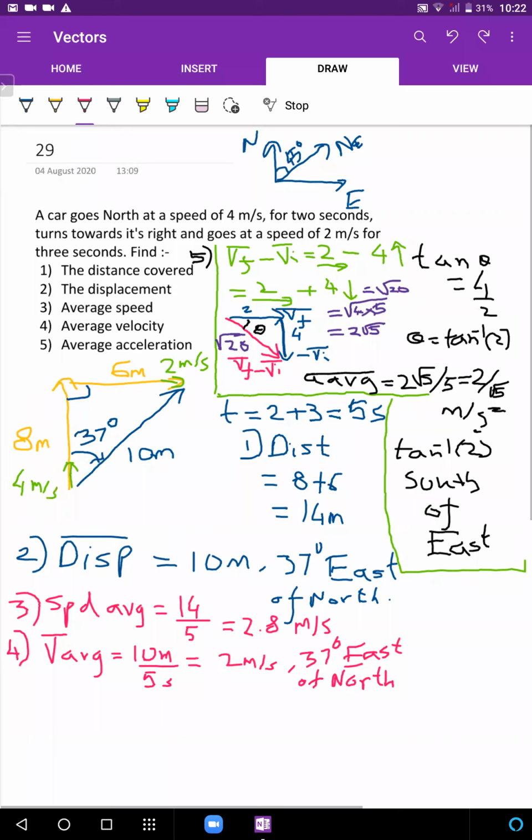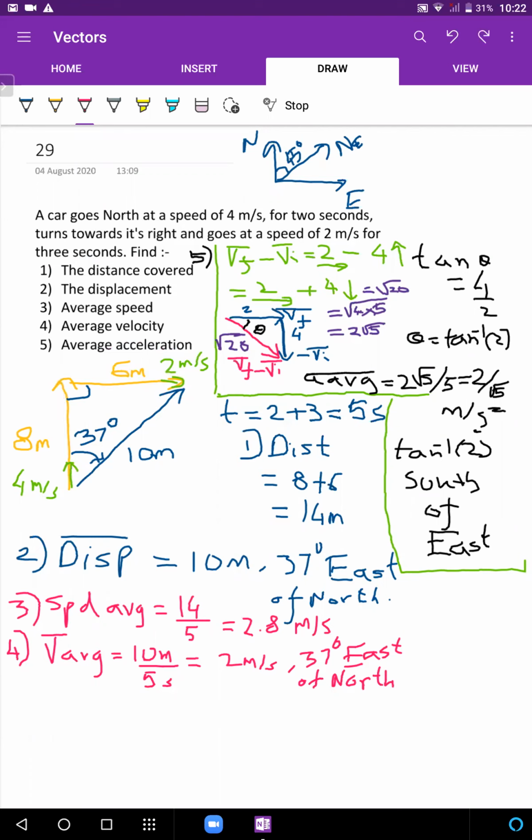अब वो राइट की तरफ मुड़ता है. तो while going towards the north, if I turn towards the right, I'm going to turn towards east. Okay, it will be the opposite when I go towards south. But going towards north, if I turn towards the right, I'll turn towards east. अब east की तरफ मुड़ के he goes at a speed of 2 meters per second for 3 seconds. कितना हो गया distance? 2 meters per second for 3 seconds. That becomes 6 meters. So this is the motion. That's the motion of the vehicle. 8 मीटर नॉर्थ, 6 मीटर ईस्ट.